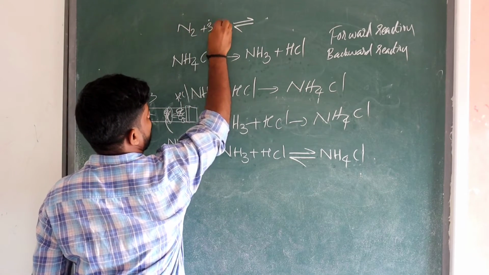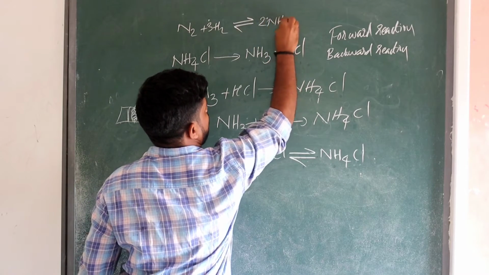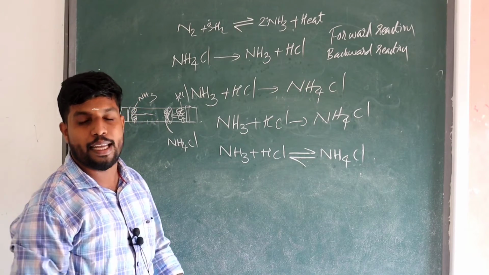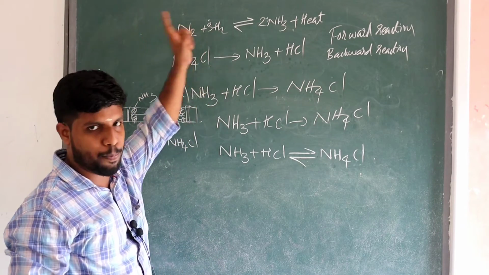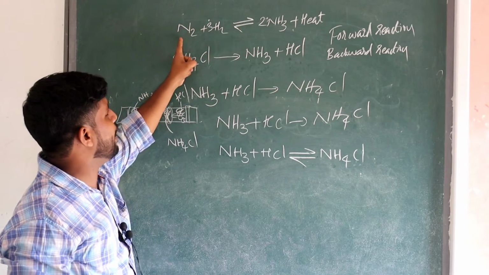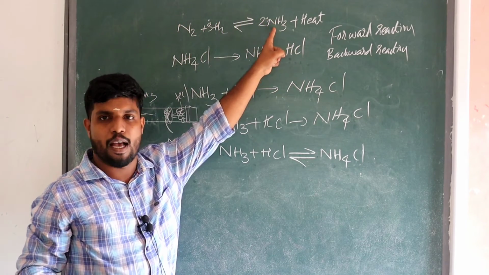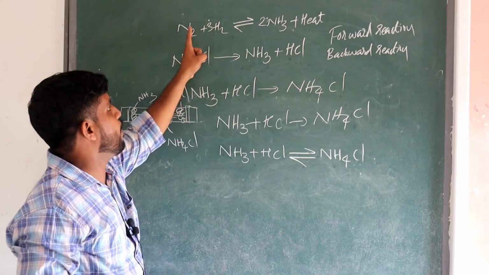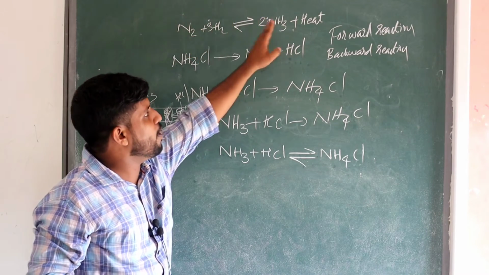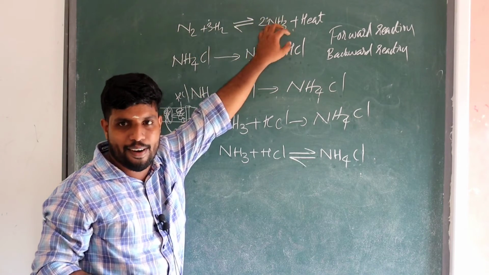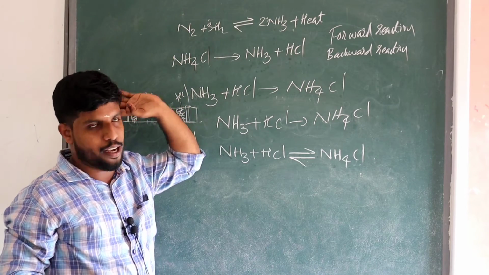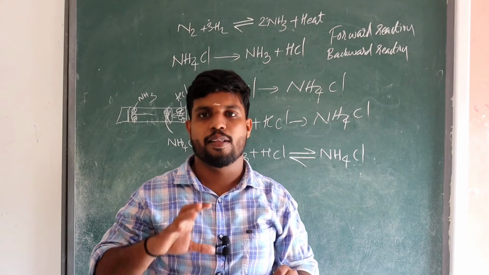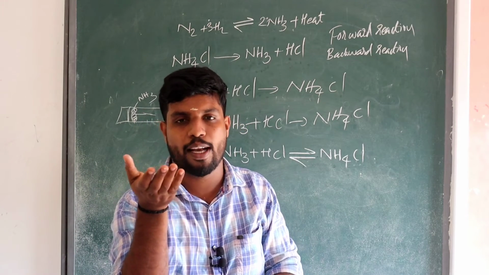Another familiar example of a reversible reaction is given here: N2 plus 3H2 gives 2NH3 plus heat. This is the industrial production of ammonia, known as the Haber process. In the Haber process, nitrogen and hydrogen combine to form ammonia and liberate heat. When the ammonia absorbs heat, it decomposes and forms what? Nitrogen and hydrogen. So the forward reaction is the production of ammonia and the backward reaction is the decomposition of ammonia. So this is a reversible reaction, where the reaction takes place in both directions, forward and backward.